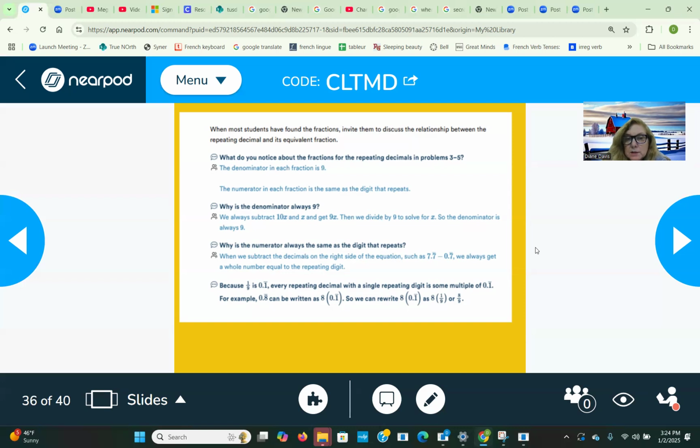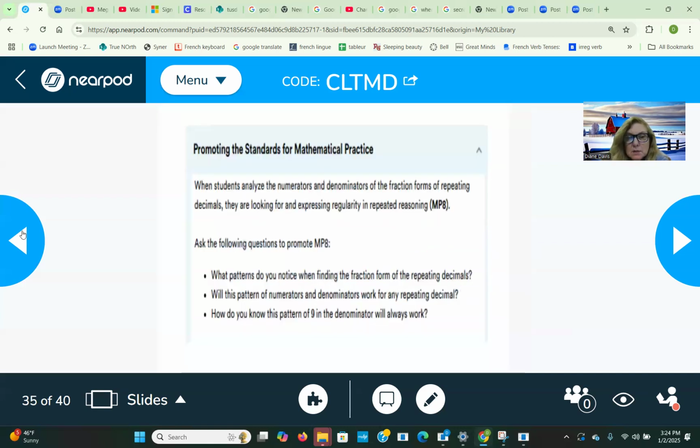So we always subtract 10x and x and get 9x. Then we divide by 9 to solve for x. So the denominator is always 9 in that situation. The denominator in each fraction is 9. Let's look at that. Is that true?